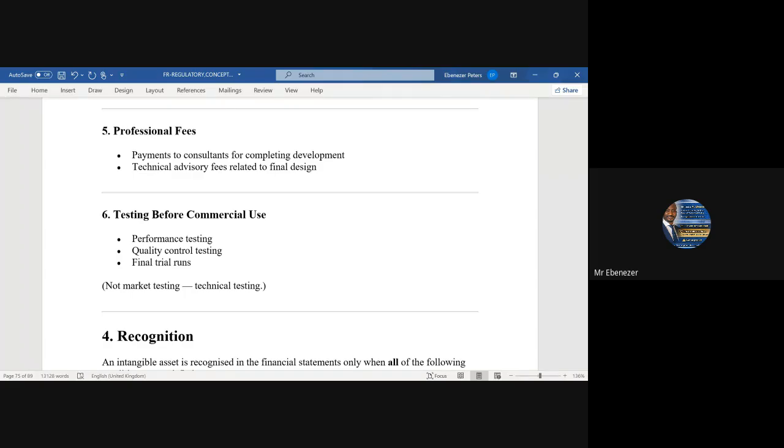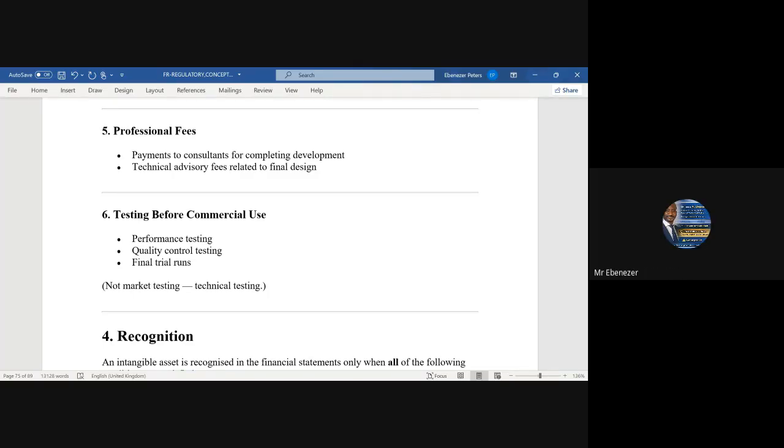Then the I stands for intention to complete. And then the T stands for technical feasibility, technically feasible. Then the A stands for availability of resources. That's what we call capital. Don't forget, please.